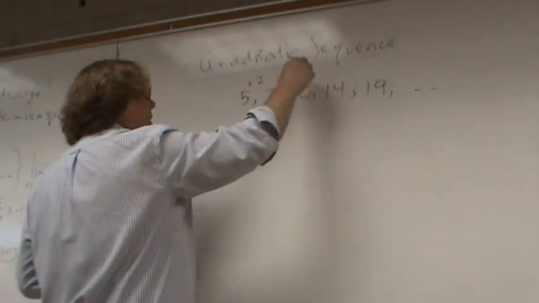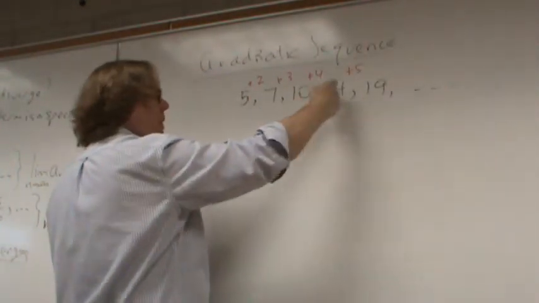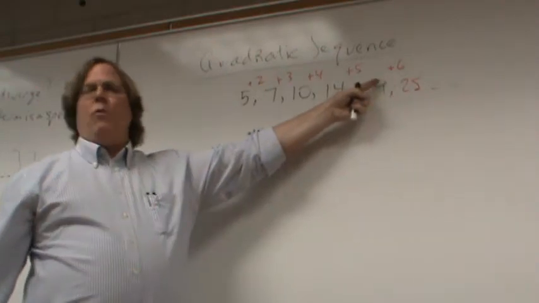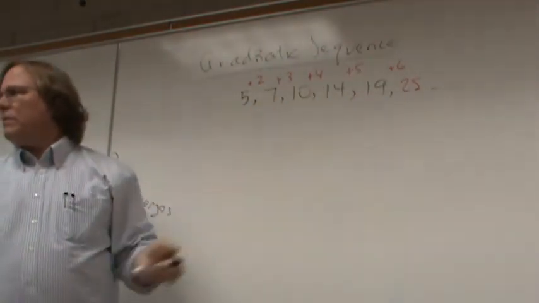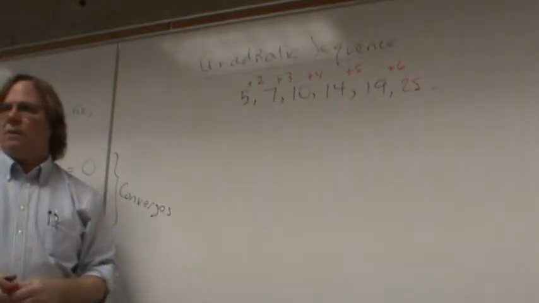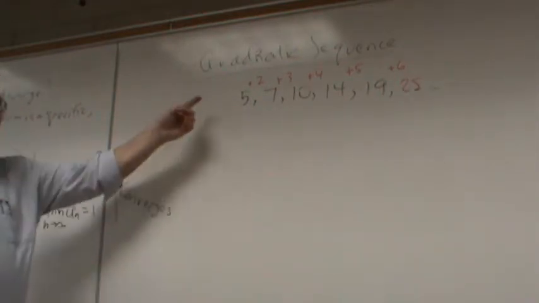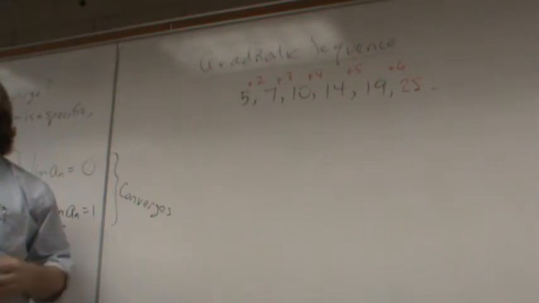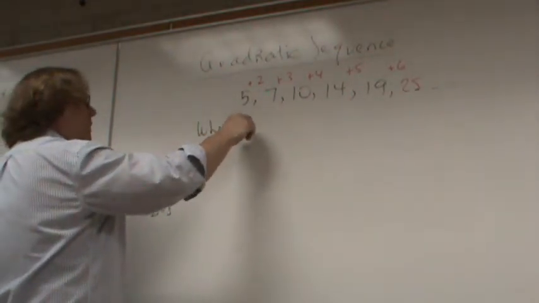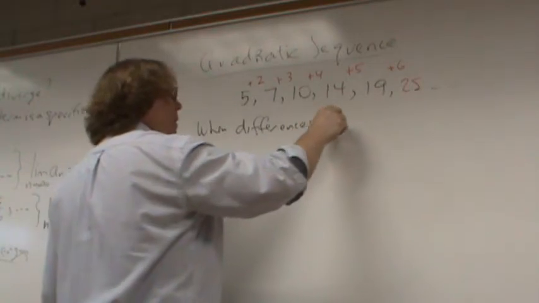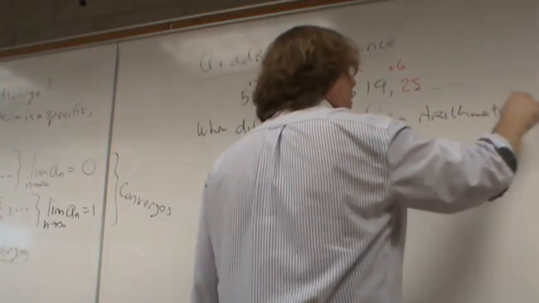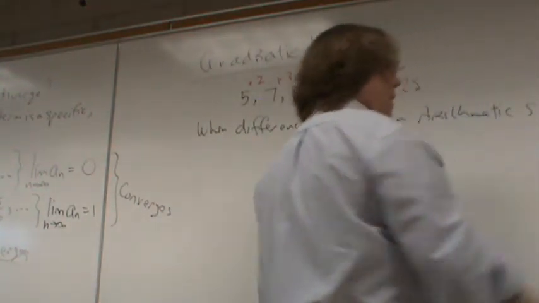Good. Did you guys notice what name I give, not to the terms themselves, but to what's happening to each term, how much I'm adding to each term? What kind of sequence is that? 2, 3, 4, 5, 6? Arithmetic. When the differences between the terms form an arithmetic sequence, then this is a quadratic sequence. When differences form an arithmetic sequence, your sequence is quadratic.